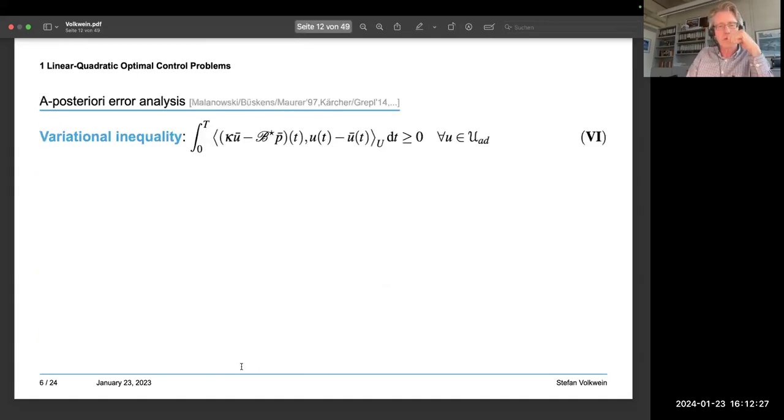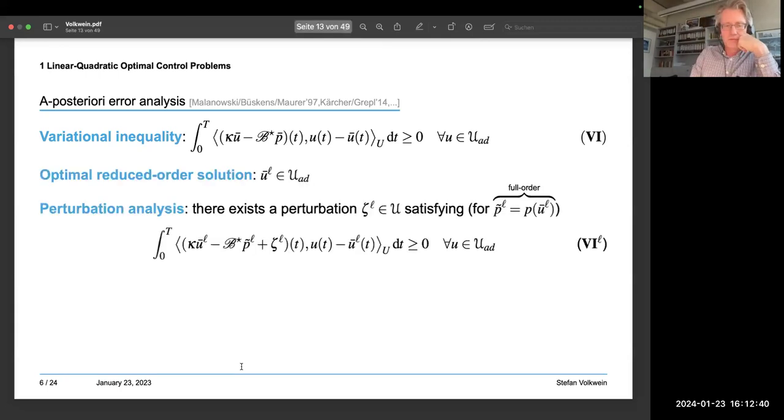Okay. So again, this equation and this inequality are the starting point to derive an error estimate. So what's going on? Suppose we have a reduced order solution computed by some method. I call it also U bar, but I add an L, indicating that I use L basis functions, POD, reduced basis, or whatever. So some basis functions. And then what is known from theory?